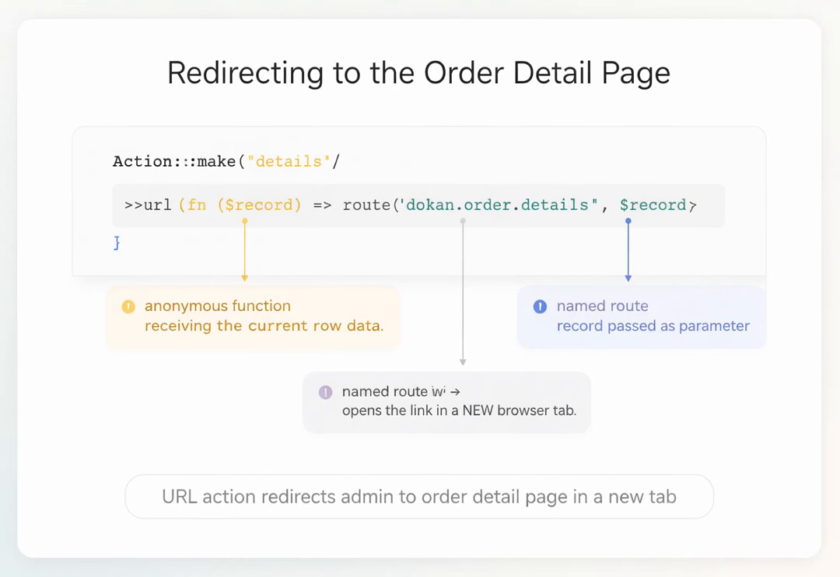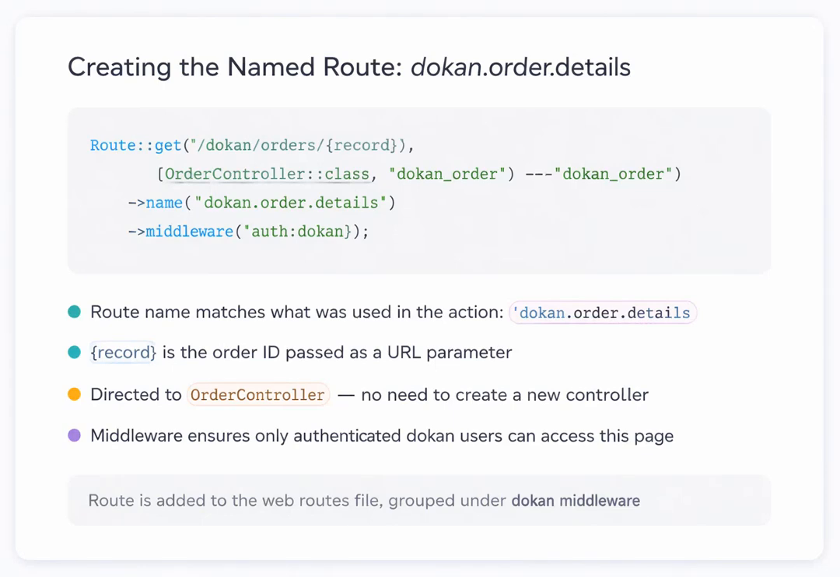Here's how the redirect works. The action uses a URL function, an anonymous function that receives the $record variable, which is the current order row. Inside that function, a named route called doken.order.details is called, and the record is passed as a parameter. The third part, passing true, tells the system to open this link in a new browser tab. If you leave out the true, it opens in the same tab. This is a clean way to send the admin to a dedicated order detail page without losing their place in the orders list.